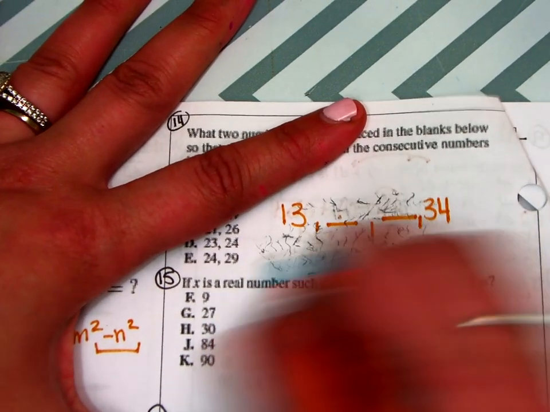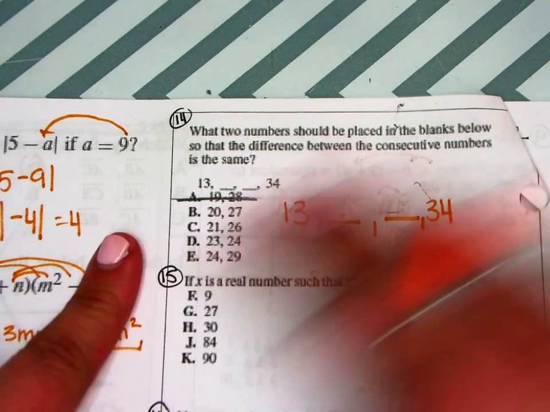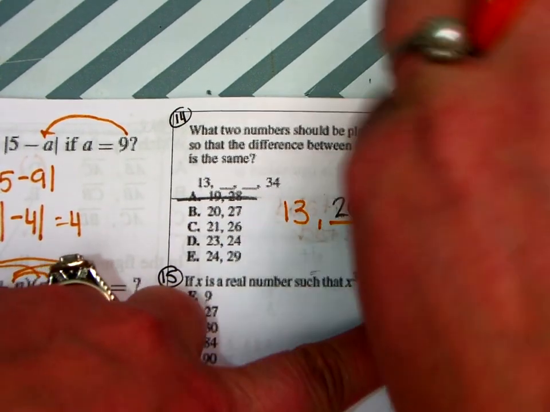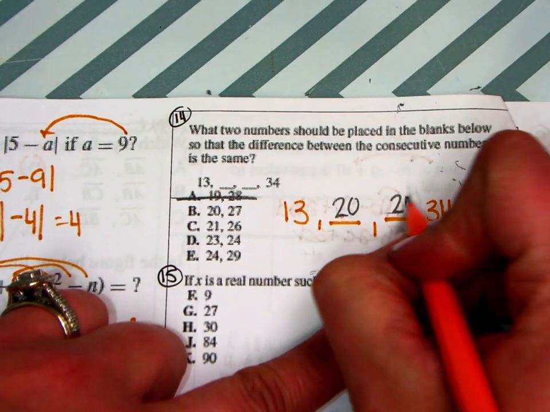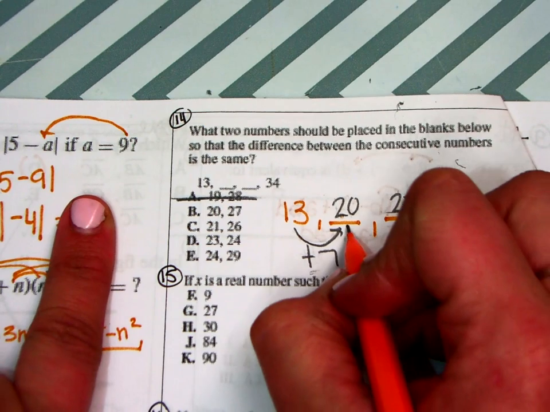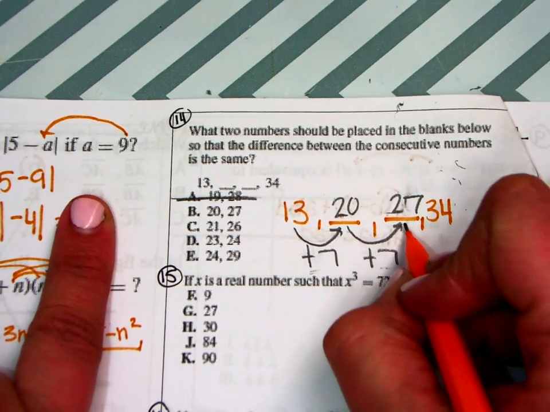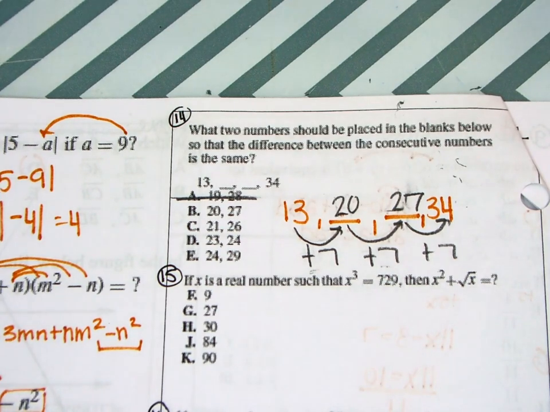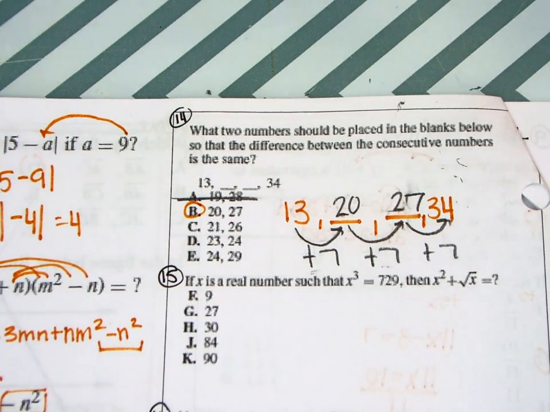So picking the next answer choice, 20 and 27. 13 to get to 20, I add 7. 20 to get to 27, I add 7. And 27 to get to 34, I also add 7. Notice how all of those are the same, so that would mean that B is your correct answer.